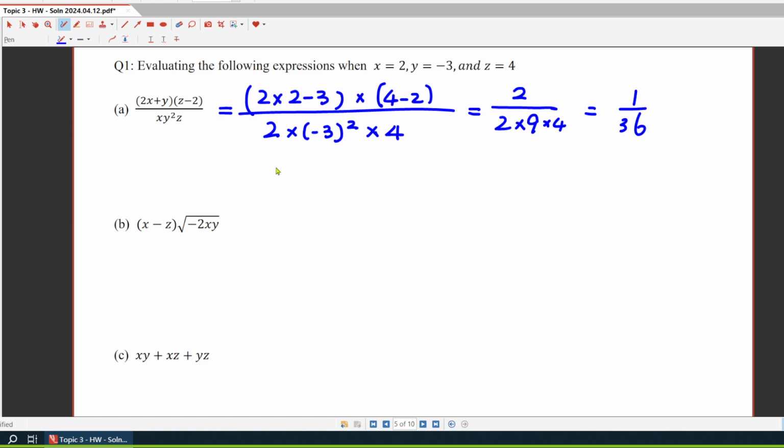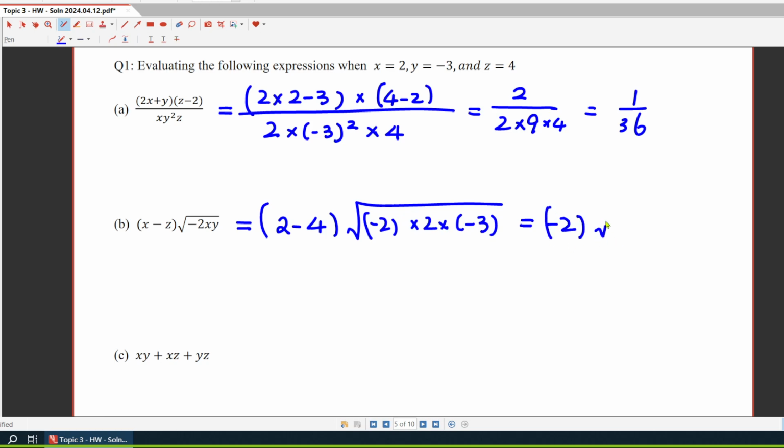Okay, let's do another one here. Again, just insert x, y, z there. That gives you 2 minus 4 times square root of -2 times 2 times -3. Apparently we have a positive number and there's a square root symbol. So we have -2 times square root of 2 squared times 3, right? So we have -4 times square root 3, right?